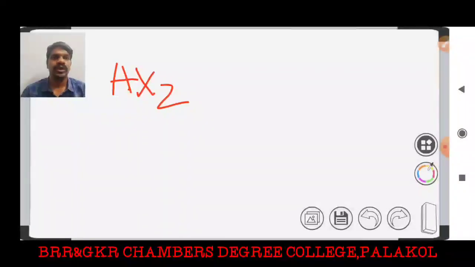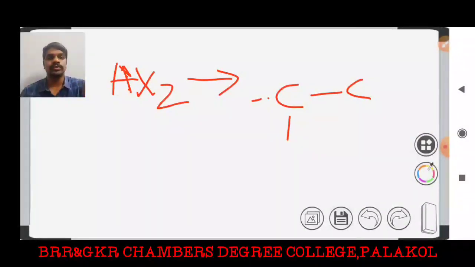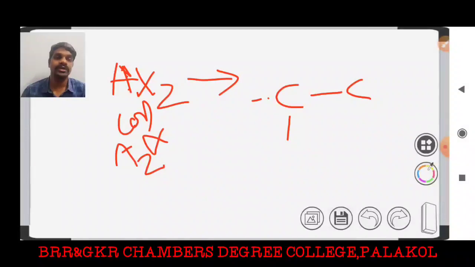Here again we have two alphabets, so the alphabets represent a molecule having two environments of hydrogen atoms. One environment is only A1 and the second environment has X2. That means it is either AX2 or you can also write A2X. Whatever it may be, AX2 or A2X system.